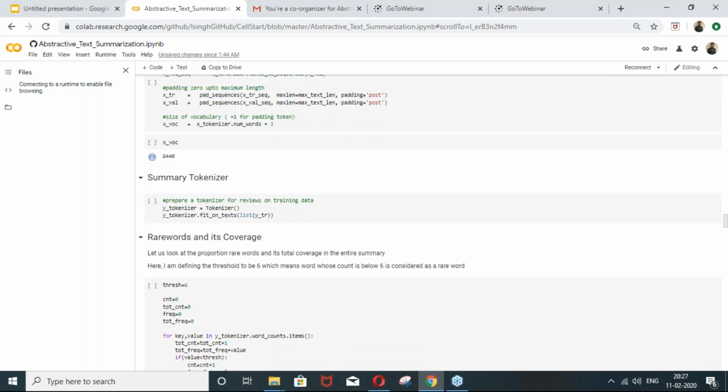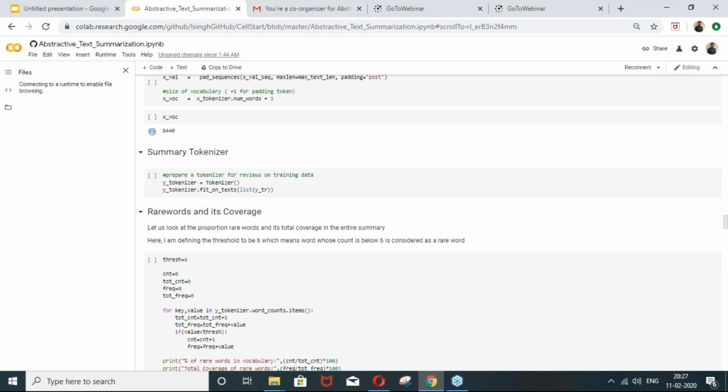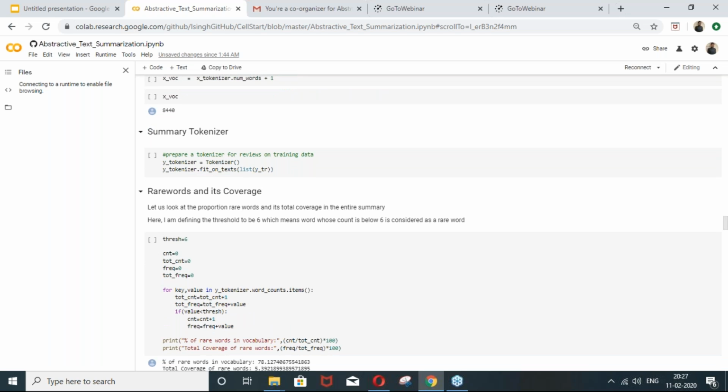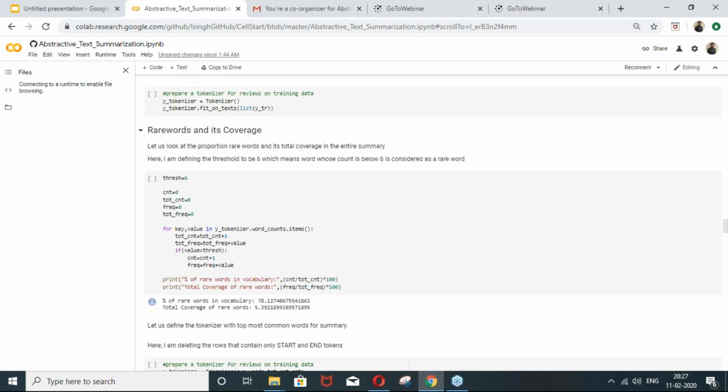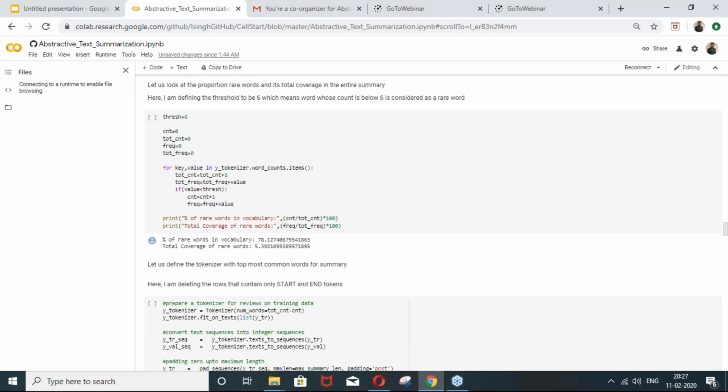Here I am defining the threshold as 6 for the rare words, meaning a word whose count is below 6 is considered rare. Above, it was for the review; we also have to find the rare words in the summary. As you can see, in the summary the percentage of rare words is 78%, and the total coverage is 5.39%.